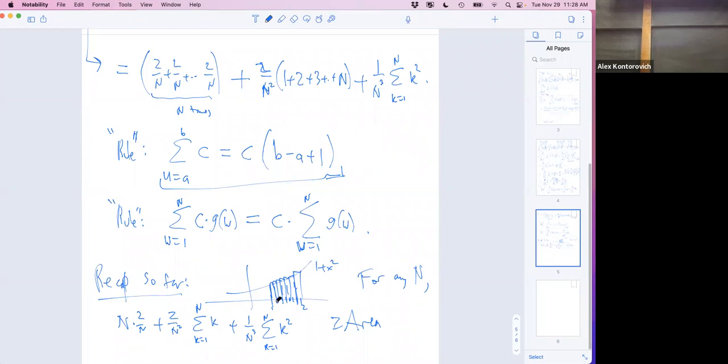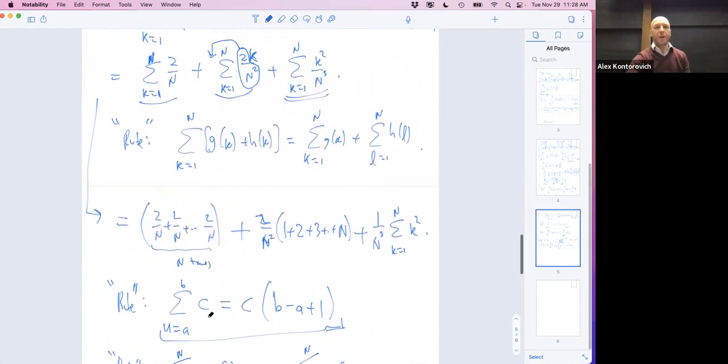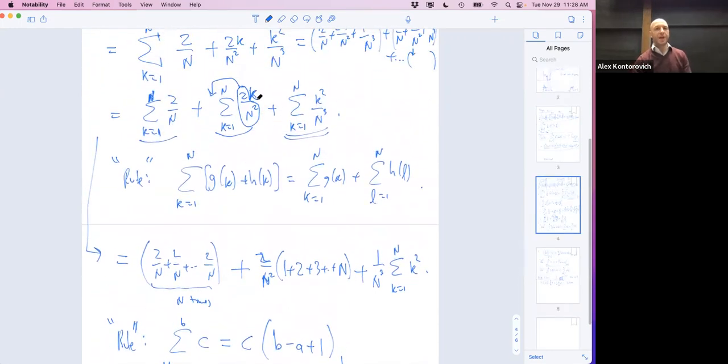Okay, when I took this 2 over n squared outside of the sum over k. The point is we had a 2 times k divided by n squared. We're going to set k equal to 1, and we'll have 2 over n squared times 1. Plus, when k is equal to 2, 2 over n squared times 2. Plus, when k is equal to 3, 2 over n squared times 3.